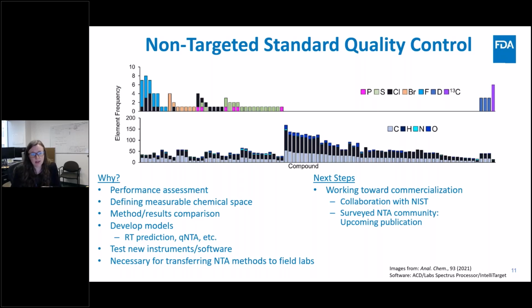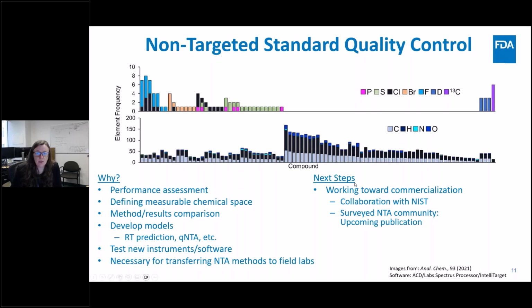We can also use it to help us compare methods and results across different labs or across different instruments, which is one of the challenges in the community right now with such diverse workflows, which is great. It makes it really flexible and useful in a variety of fields, but it does mean that reproducibility is somewhat of a challenge. We can also use it to develop models such as retention time prediction, which I'll talk about in a few slides, as well as quantitative non-targeted analysis, etc. We can use it to test new instruments and software, and it's necessary for transferring non-targeted methods to our field labs, which is something that we're actively in the process of trying to figure out right now.